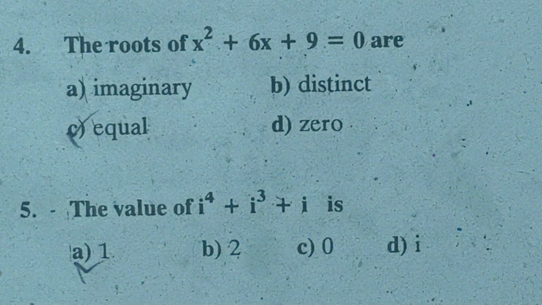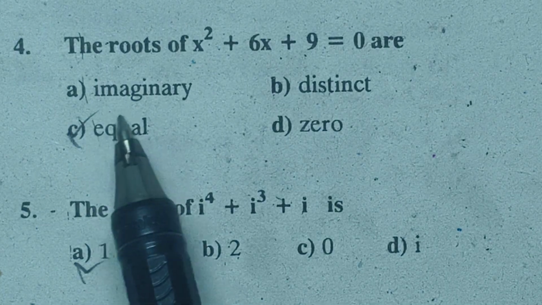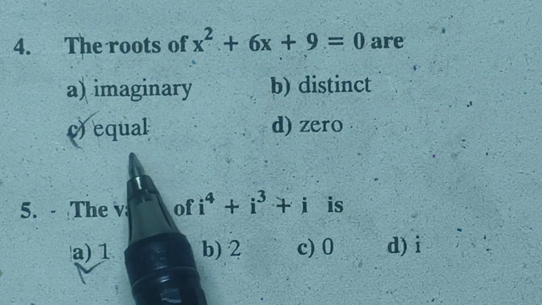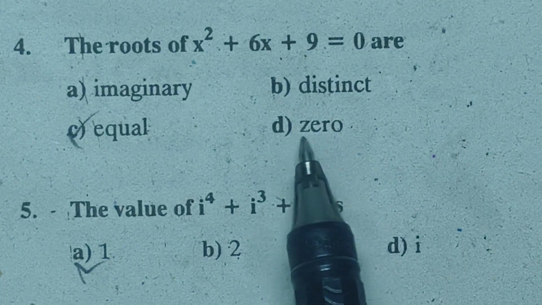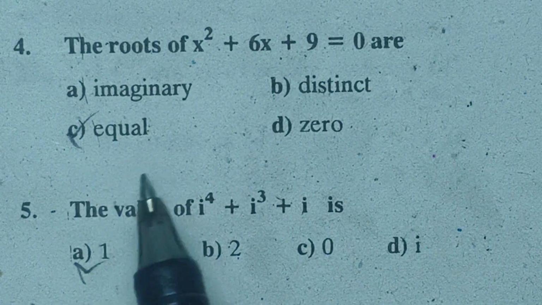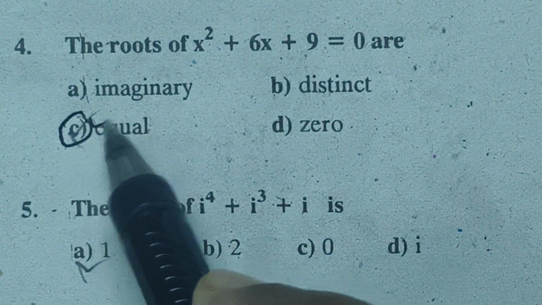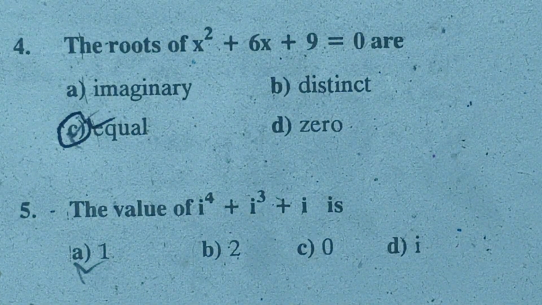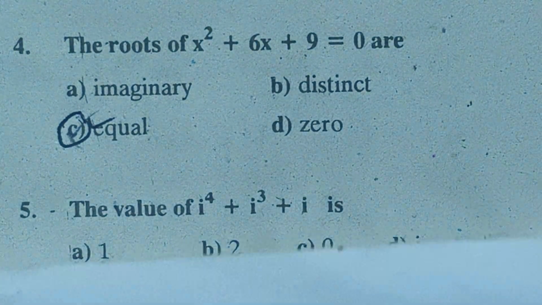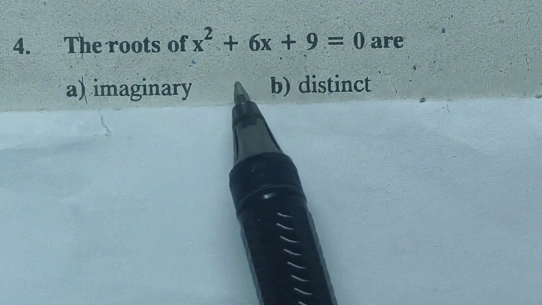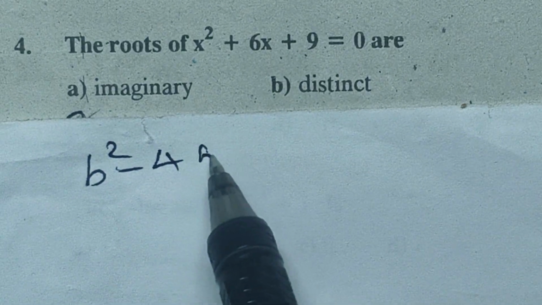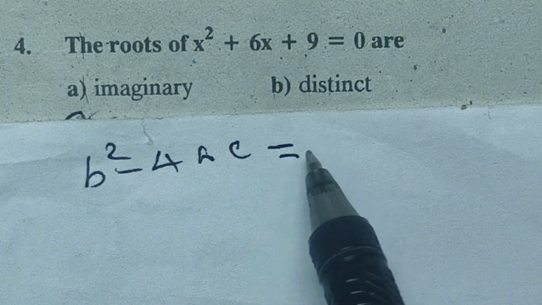The roots of x squared plus 6x plus 9 is equal to 0 are imaginary, distinct, equal, or 0. The roots of x squared plus 6x plus 9 is 0 are equal roots. This will be the correct answer. Because find b squared minus 4ac from this equation. The discriminant b squared minus 4ac is equal to 0.